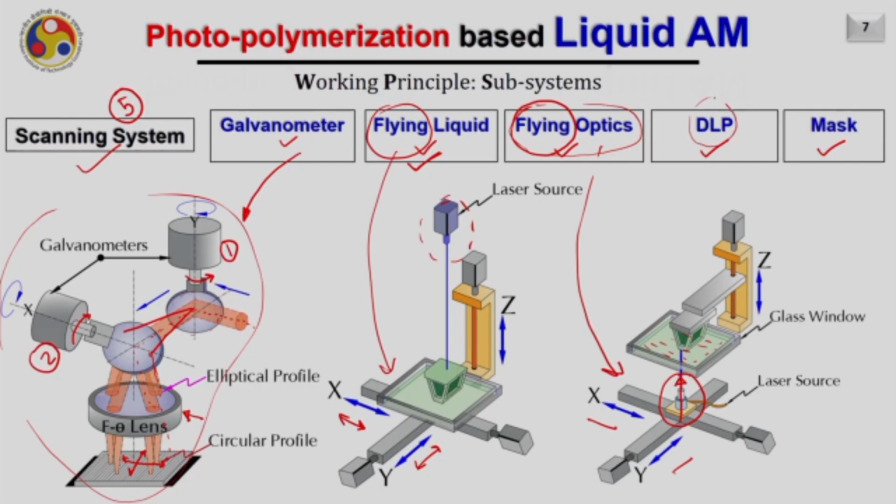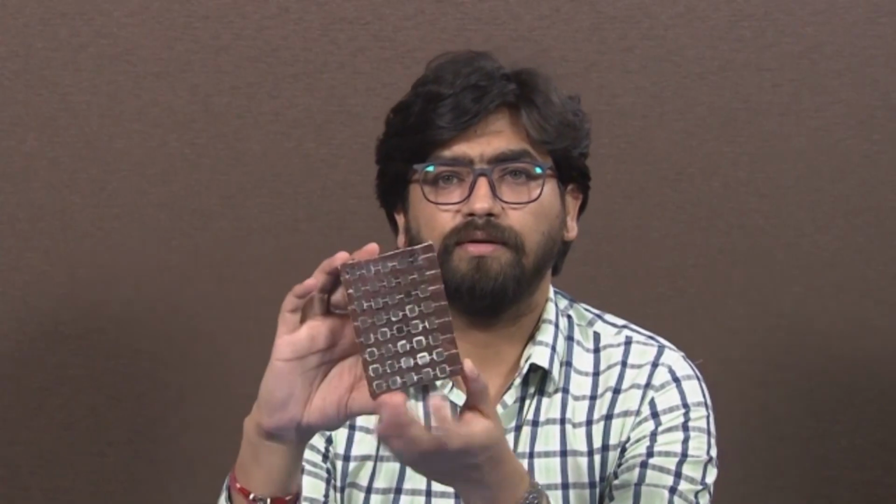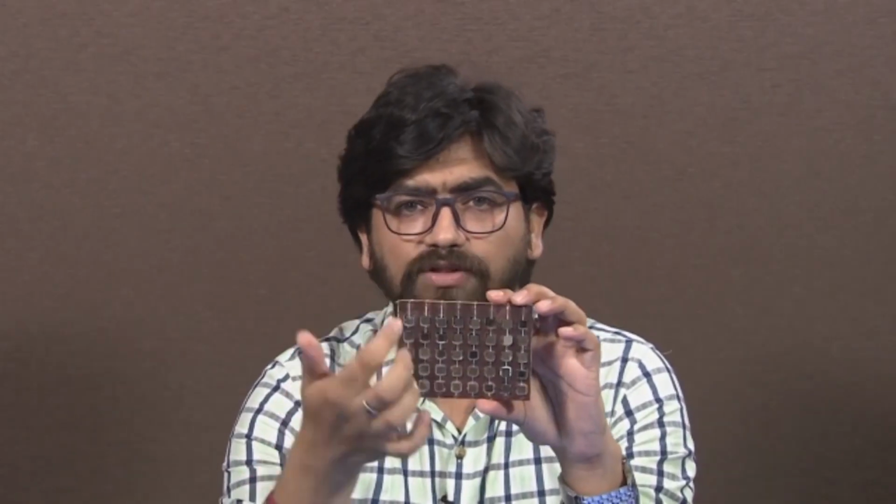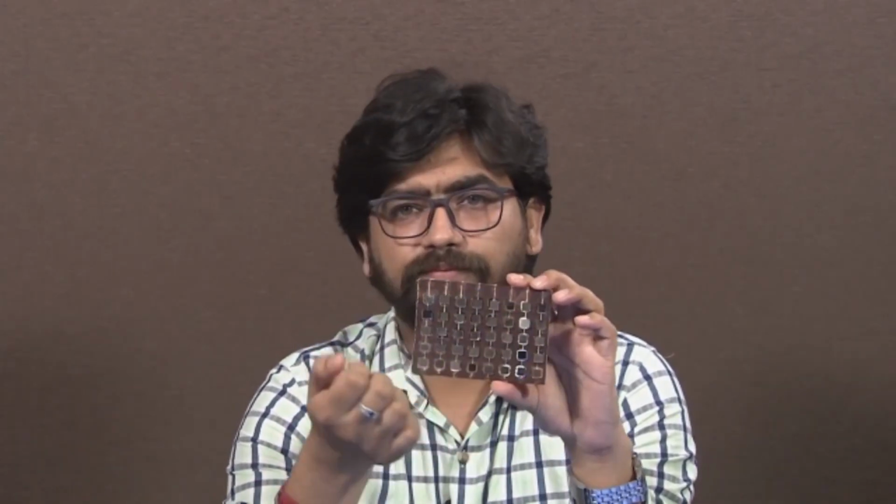Next is DLP. Digital light processing, or DLP, is nothing but an array of mirrors. It is very commonly available in your projector also. A macro scale version of the same we have also developed for demonstration, as you can see here. This is a typical example of a DLP. As you can see, there are a lot of mirrors arranged here. When the light falls onto these mirrors, it gets deflected, and wherever it gets deflected, if the liquid resin is available at this location, the liquid resin will get hardened.